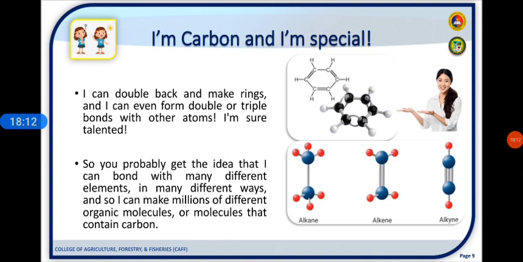In this case we have an example of a benzene ring. And then of course we have here the alkane, alkene, and alkyne. So like I said, these are hydrocarbons and they are made up of carbon and hydrogen.